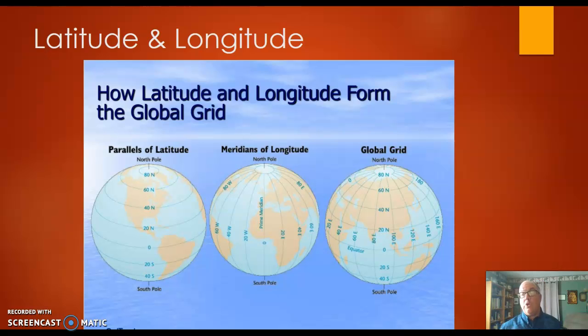Please remember that when you write out a location using latitude and longitude, latitude always comes first, and you must indicate whether it is north or south. Same thing with longitude. It comes second in the address, and you will always use the labels of west or east.